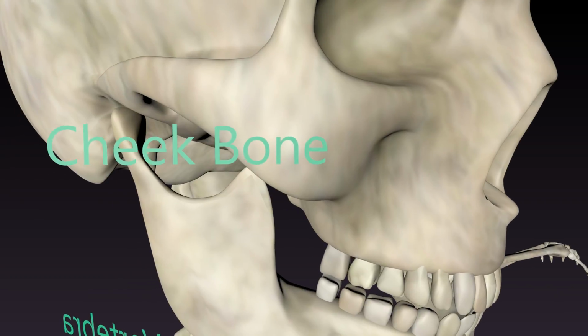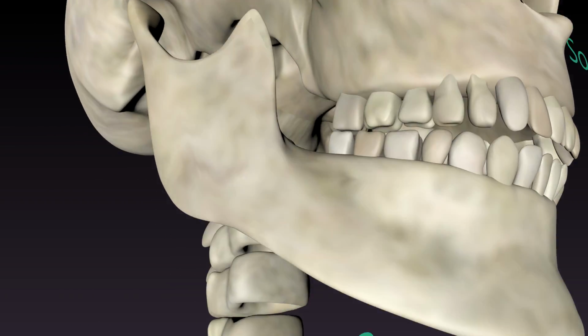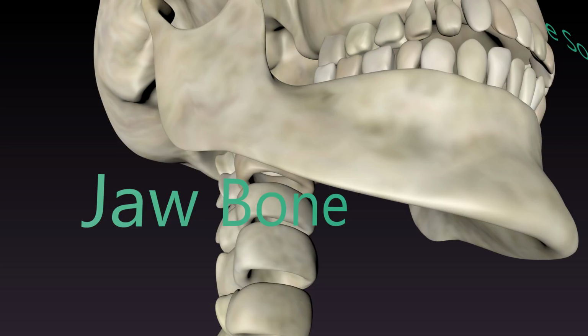This is a cheekbone. Cheekbone. This is your jawbone. The bone in your jaw is your jawbone. You have a jawbone in your jaw. Jawbone.